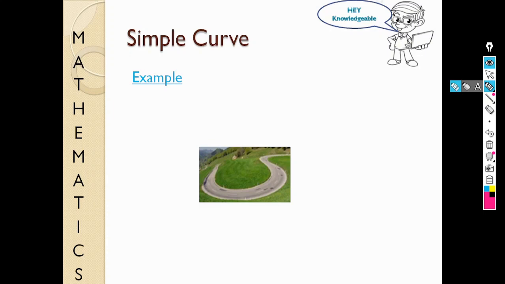So here, if you see the real life example, the portion of this road, right from here to here, is not crossing itself. So we can call it a simple curve.